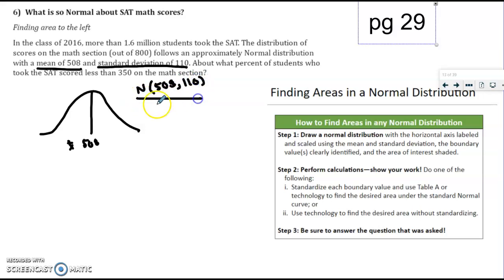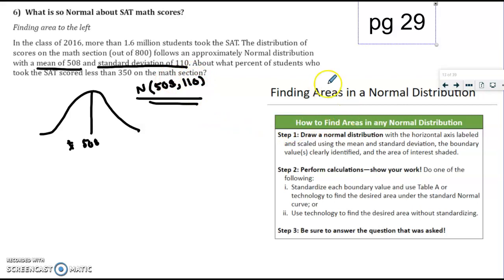So this is going to be your notation when we identify different types of distributions, which we'll talk about, like binomial and geometric as well. This is going to be important when telling me or whoever's grading that you understand what type of distribution it is. That this is a normal distribution which has a mean of 508 and a standard deviation of 110.